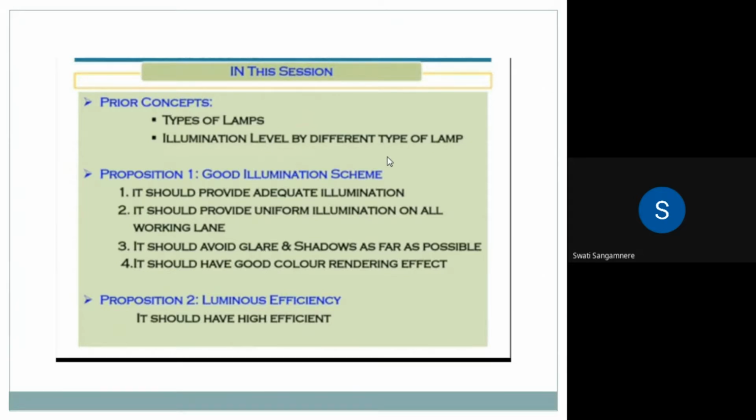The first proposition for this experiment is a good illumination scheme. It should provide adequate illumination, it should provide uniform illumination on all working planes, it should avoid glare and shadows as far as possible, and it should have good color rendering effect. The second proposition is luminous efficiency. It should have high efficiency.